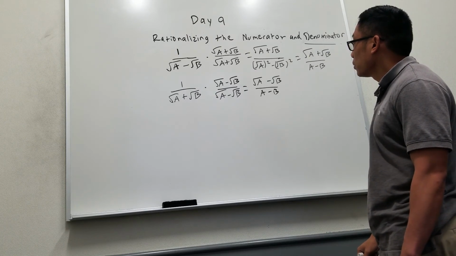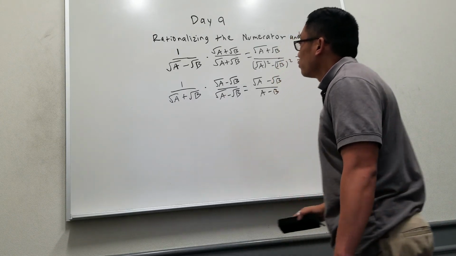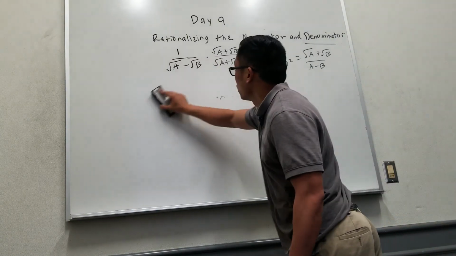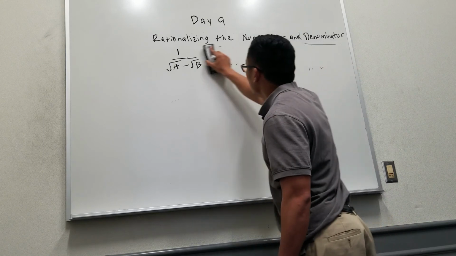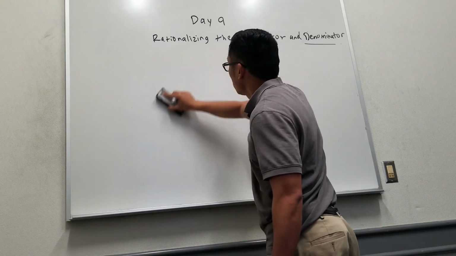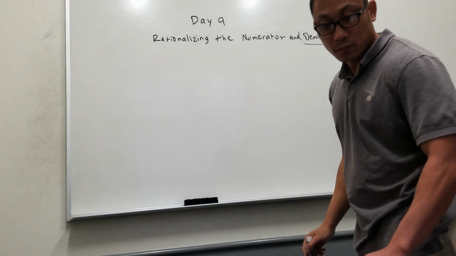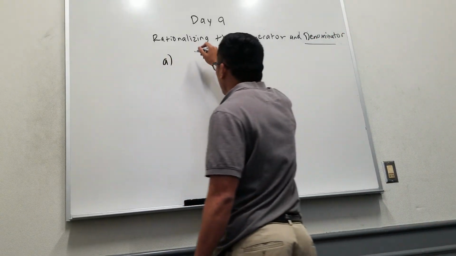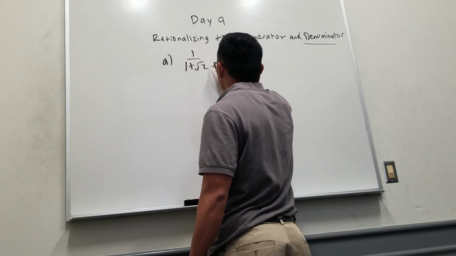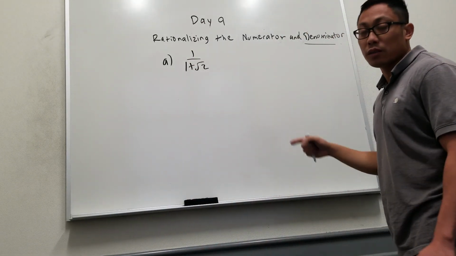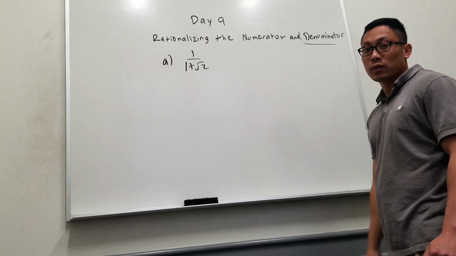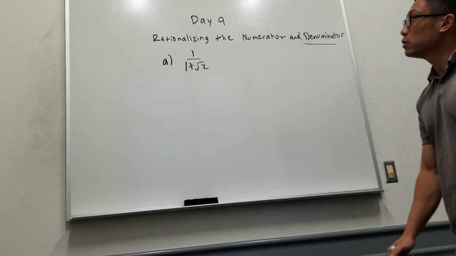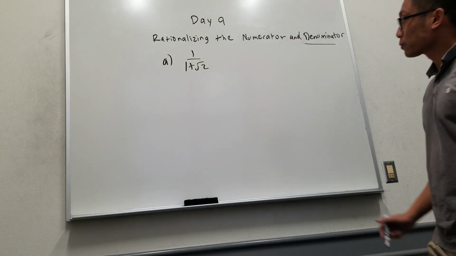Okay, so let's do some problems. We have 1 over 1 plus radical 2. Make sure you understand that, and pause the video and go back to it if you need to. If you understand it, you should be able to do this. If not, that's okay. So let's do this problem.